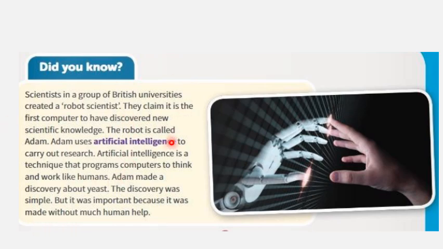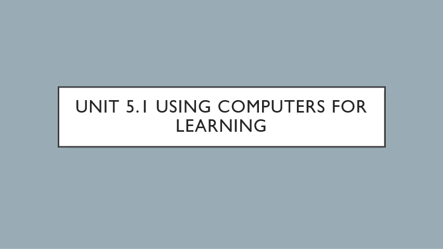So basically, artificial intelligence has helped humans to work minimally. Now computers and robots have taken the place of humans at work. But it doesn't mean that they have their own brain. They are working on whatever the human has programmed in them. Okay, now let's start with unit 5.1, using computers for learning.